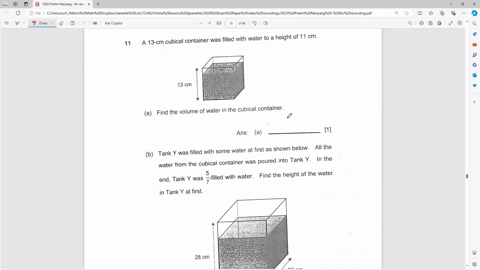Question 11. A 13 cm cubical container was filled with water to a height of 11 cm. Find the volume of water. Now, this is 13 as well because it's a cubical container. Height of 11, so this is 11. So to find the volume of water, 13 times 13 times 11. Okay, 1859. Write your units, 1859 cubic cm.